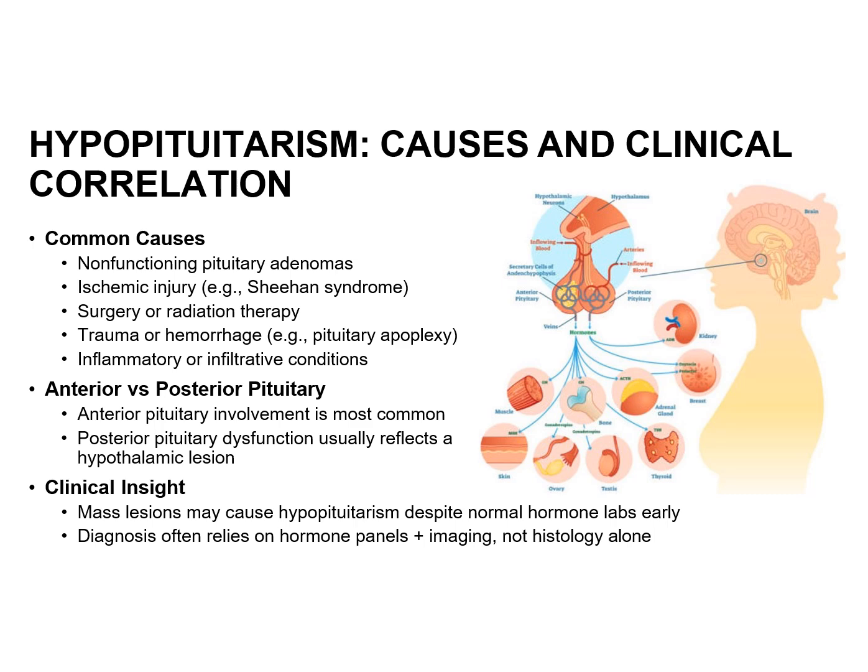An important distinction: anterior pituitary dysfunction is far more common. Posterior pituitary dysfunction usually points upstream, toward a hypothalamic lesion. Clinically, patients can have normal labs early on despite a growing mass. That's why diagnosis relies heavily on hormone panels plus imaging, not just histology alone. From a histotech perspective, by the time tissue is sampled, the functional story has often already played out.